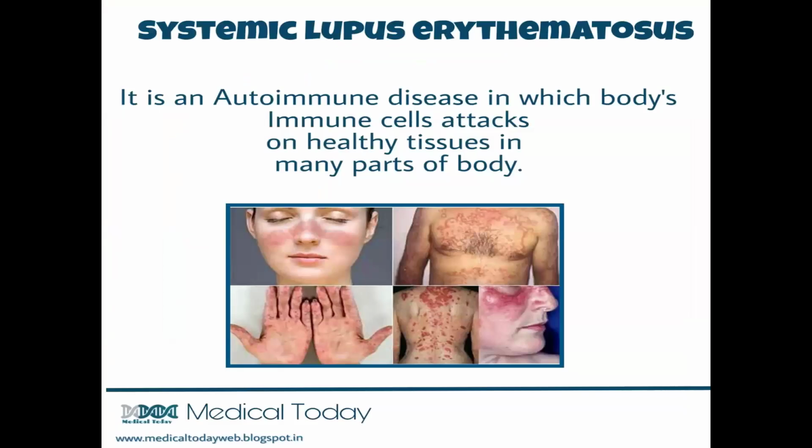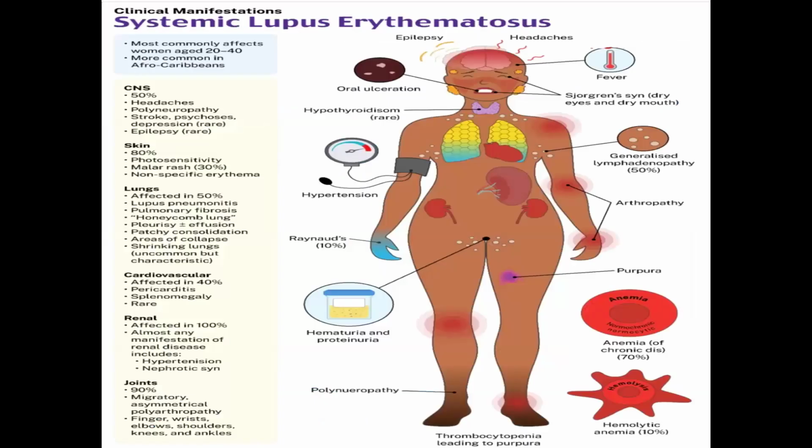Systemic lupus erythematosus. It's an autoimmune disease in which the body immune cells attacks healthy tissues in many parts of the body. Systemic lupus erythematosus is characterized by, first, it affects ladies, usually, age between 20 to 40. More common in Afro-Caribbeans.